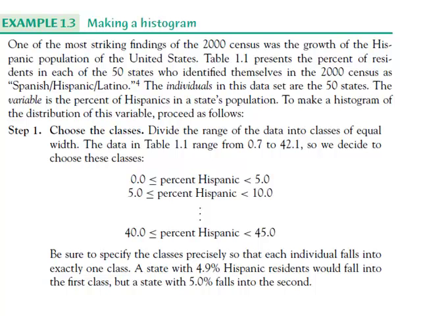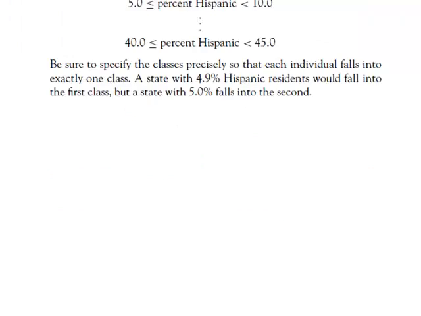One of the most striking findings of the 2000 census was the growth of the Hispanic population of the United States. Table 1.1 presents the percent of residents in each of the 50 states who identified themselves in the 2000 census as Spanish, Hispanic, Latino. The individuals in this data set are the 50 states. Let's look at this data set, table 1.2. Where is that?